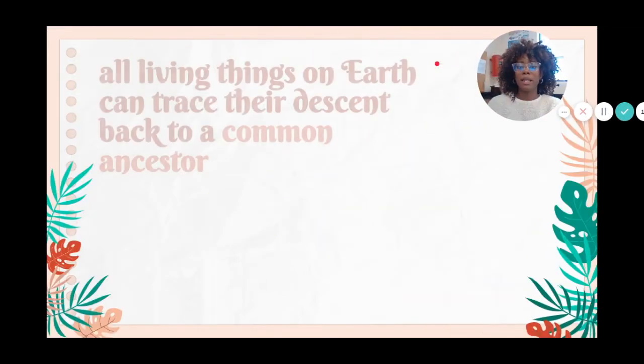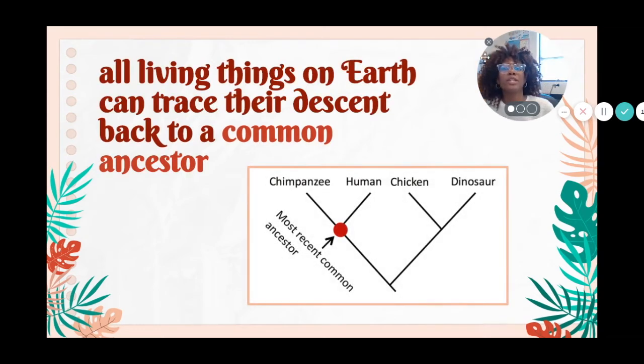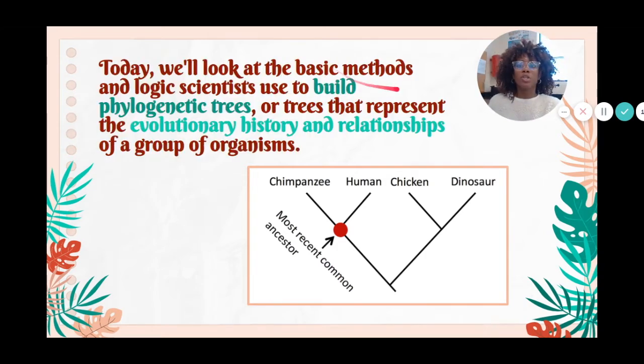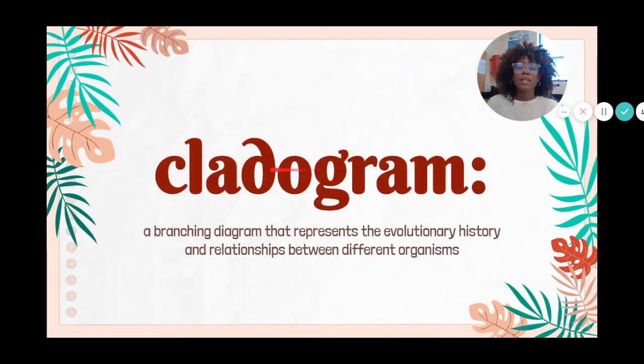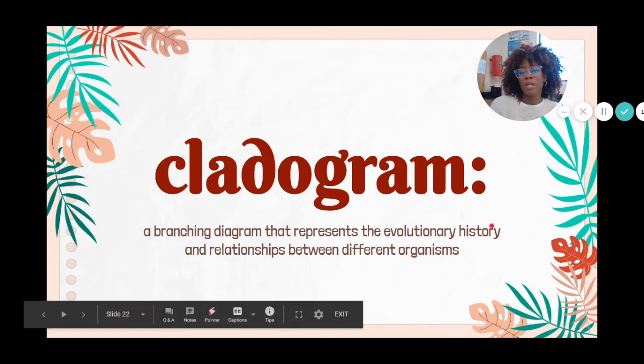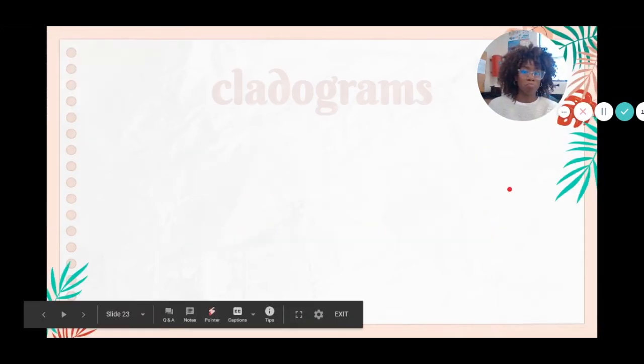So what exactly is a cladogram? All living things on Earth can trace their descent back to a common ancestor. That's a part of evolution that we learned, right? We learned all living things can trace their descent back to a common ancestor that is now extinct. So today we're going to look at what is called a phylogenetic tree. A phylogenetic tree is essentially just a diagram that represents the evolutionary history and the relationships of a group of organisms. So a cladogram is a branching diagram that represents the evolutionary history and relationships between different organisms.